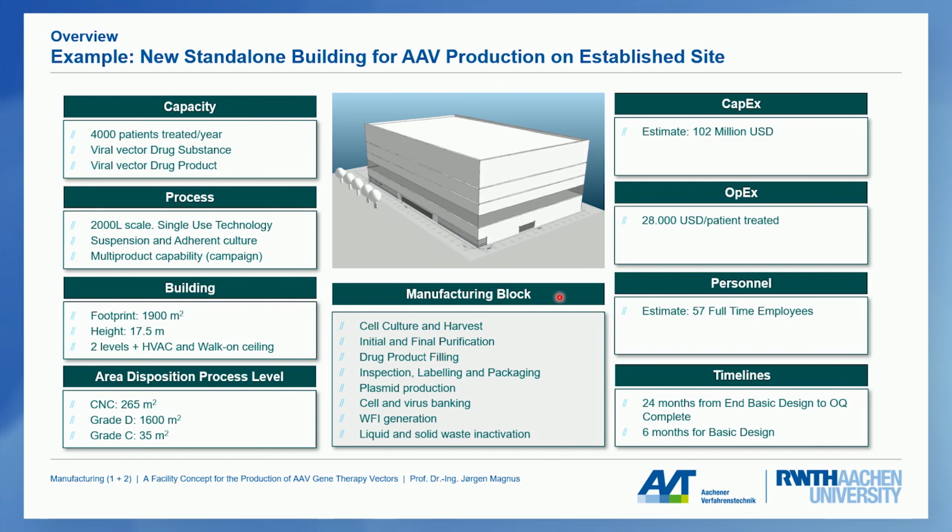generation unit. It's assumed, by the way, that this facility is on an established production site, which means that you have steam and water and electricity and other utilities available on the site, and also services like wastewater treatment and central storage of consumables should also be available on this site. And we're also not considering the analytics laboratories, so they are also assumed to be in a different building than this. So this is essentially just production. And finally, it also has the liquid and solid waste inactivation.